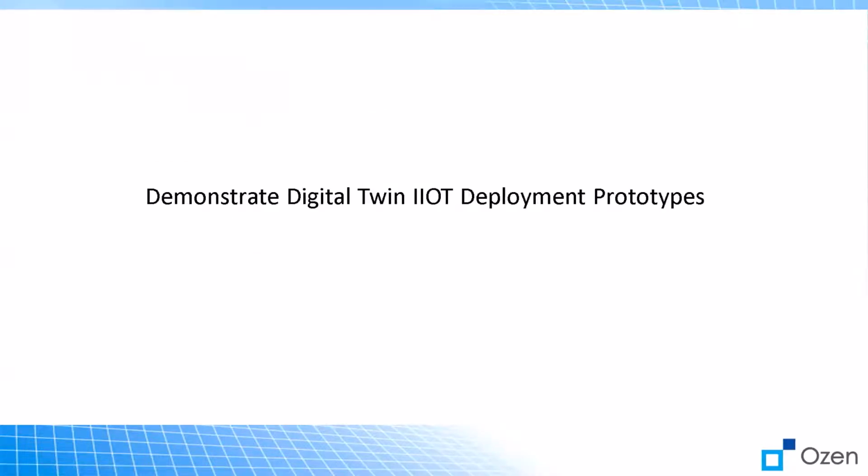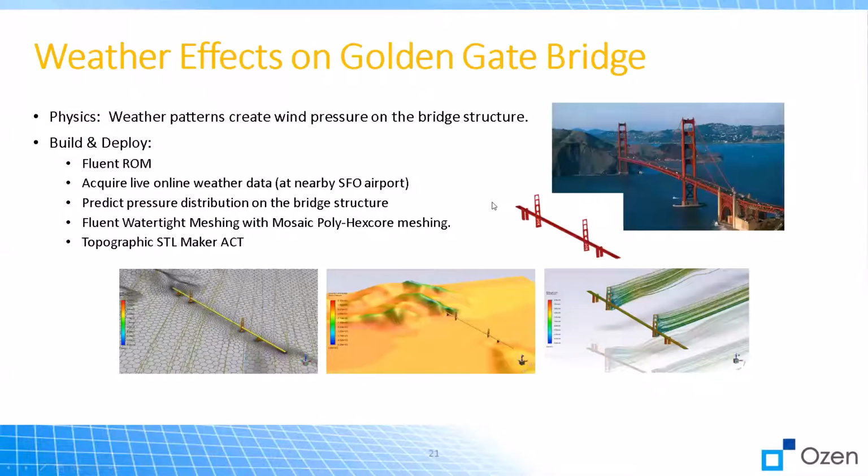Okay, so now we'll show other prototypes created at Ozen Engineering that demonstrate digital twin IIoT deployment. The first one, I created with my colleague Stephen Liu. This is one of our first digital twin prototypes. When we started to work on that, we decided to have something familiar to the area. So nothing is more famous than the Golden Gate Bridge.